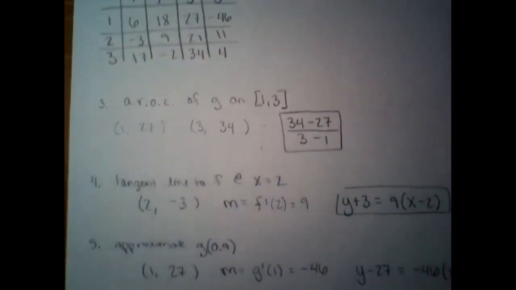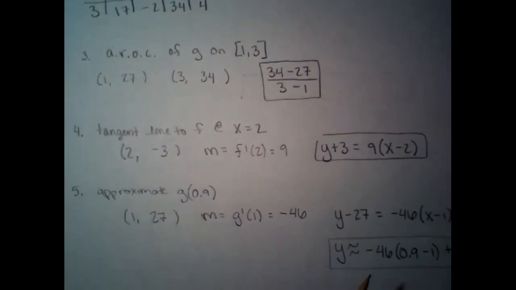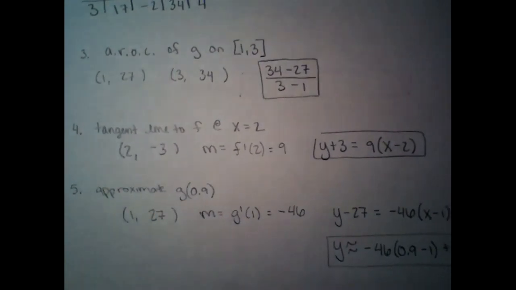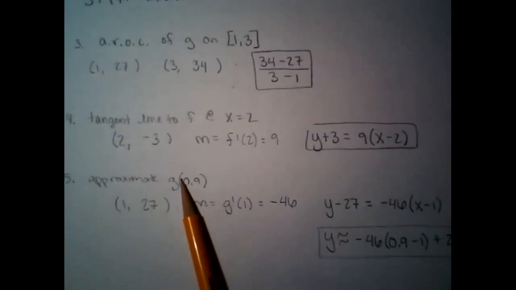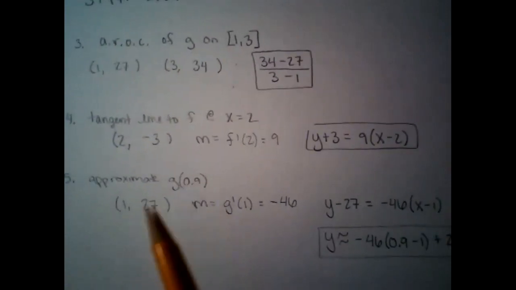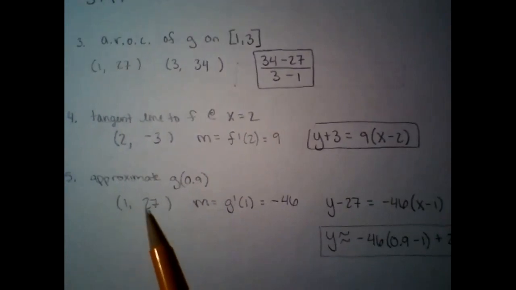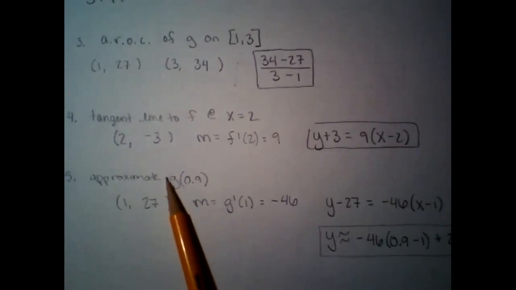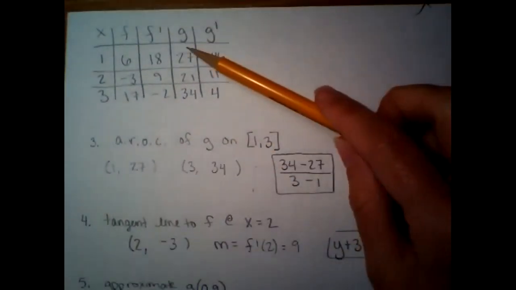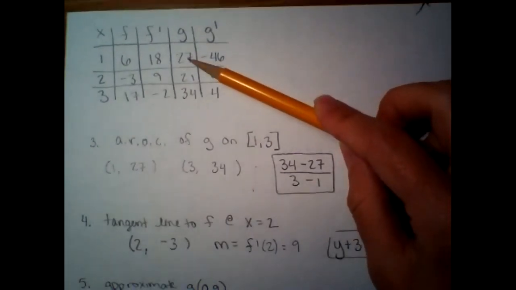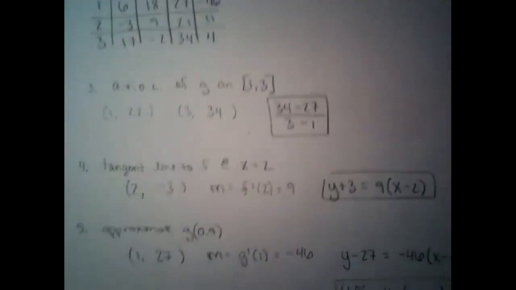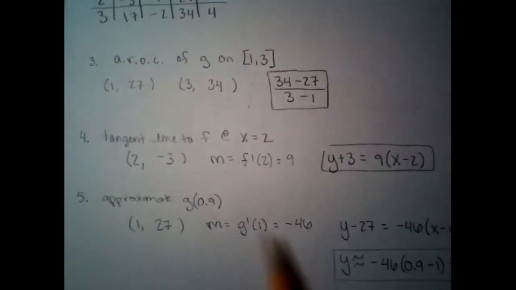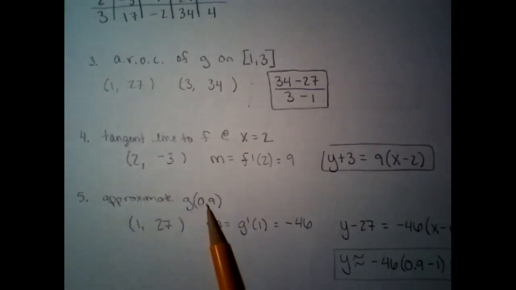And then let me read the question I just got in the chat. So the reason we picked 1 for our point of tangency is because that's as close to 0.9 as we could get. So that's why we picked 1. And then the reason it was g of 1 is just because it said function g. So when we did g of 1, we got 27. And then the slope came from the derivative. So g prime of 1 was negative 46. And again, we picked 1 because it was really, really close to 0.9.